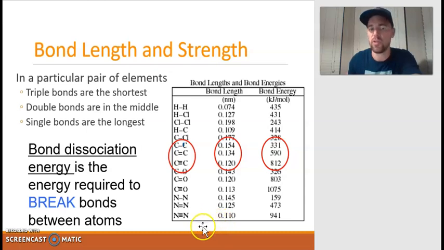But in terms of their strength, we find that the single bond is the weakest, and the triple bond is the strongest. This is represented using bond dissociation energy, or sometimes we just say bond energy. The higher the energy, the more energy it takes to break that bond. So the fact that the carbon-carbon triple bond has an energy of about 812 versus the carbon-carbon single bond has an energy of only 331 indicates that the single bond is easier to break, meaning that it's weaker.